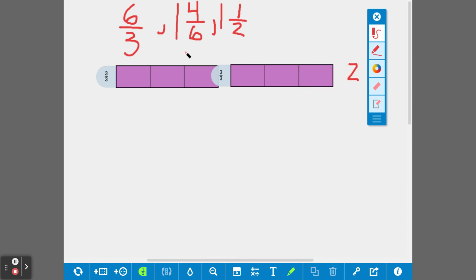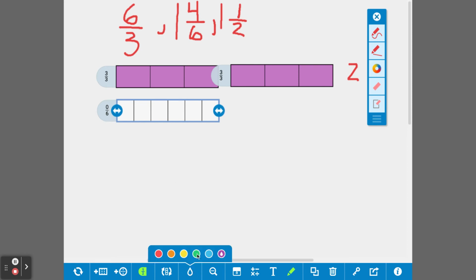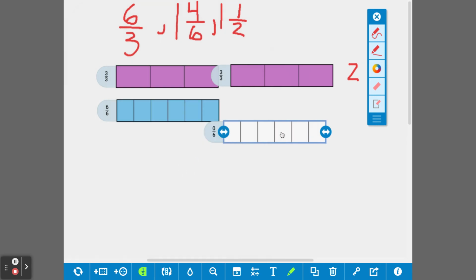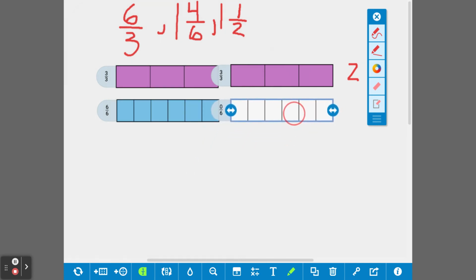All right, now let's do the middle one. We have 1 whole and 4/6 left over. So I know that it's going to be divided into 6, not thirds, because that's what my denominator is. So I'm going to do 6. And I know I already have 1 whole colored, so I can go right ahead and color that in. Okay, so our next one is a 6 again. So I'm doing a second one because I have 1 whole.